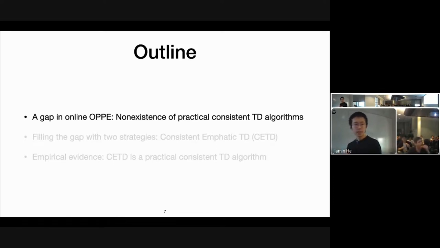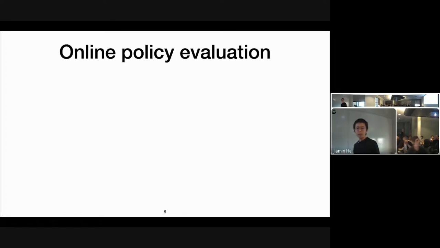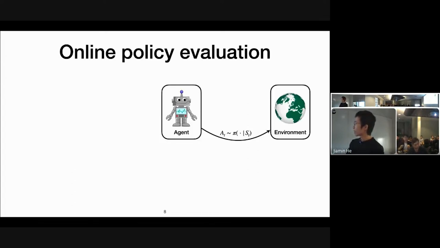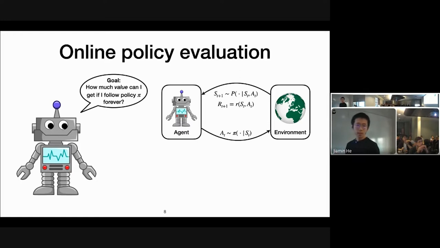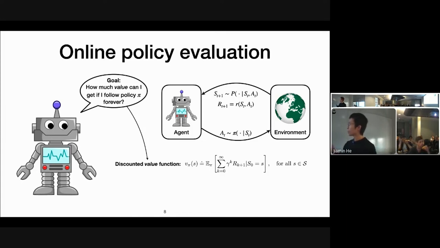Before I define consistent, I want to go over the problem setting first so that I can define consistency. Online OPPE is built on top of online policy evaluation, which is simpler. In this case, the agent will execute actions from the target policy pi, and then it will receive the next state and reward from the environment. In online policy evaluation, the agent will execute the target policy and evaluate the value of that policy. The value is defined as the discounted value function, which is the cumulated discounted return.